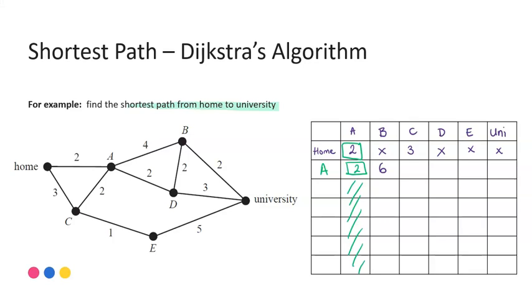I then consider the other connections from A. So A also has a connection to C. That connection is 2 plus the 2 units already travelled. So that would be 4. But I want you to stop and think. I already identified in the previous row that there was a better way to get to C from home. So what we've actually identified here is that I can go from home via A to C, and that would take 4 units. Or I could go home directly to C, and that would take 3 units.